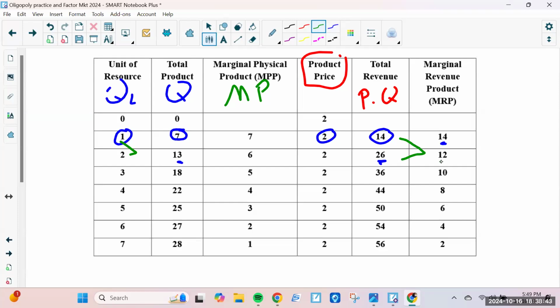MRP is the additional revenue that you get from hiring an additional worker. So if I'm currently hiring 4 workers, and I'm bringing in $44 into my cash register, if I hire the 5th worker, that additional worker will give me $6 more. I go from 44 to 50. So it's going to give me $6 more, right? Now, here's the interesting thing about that. This is what so many people don't understand in the real world.